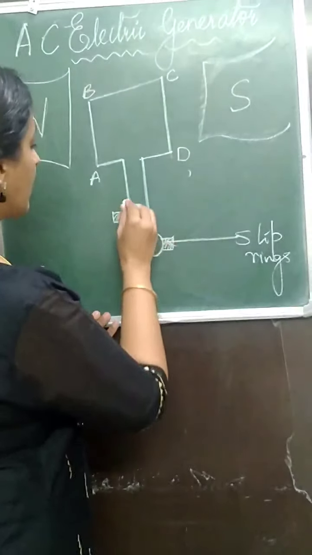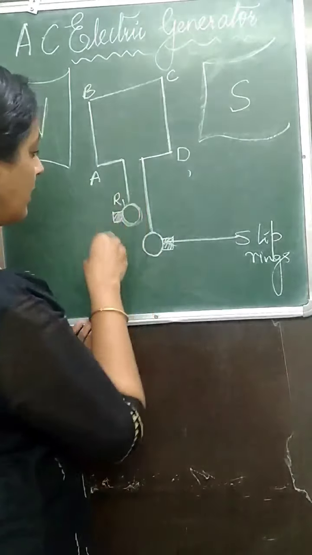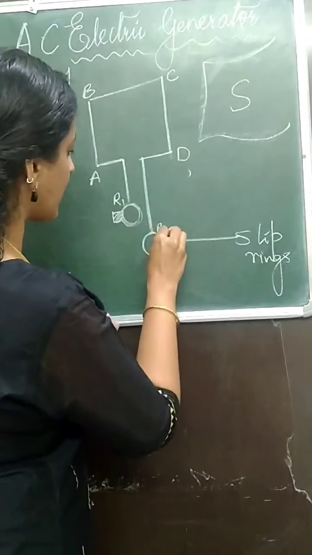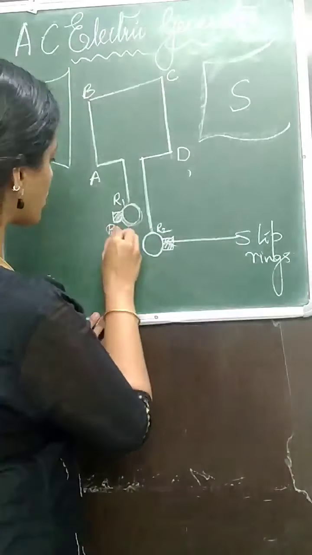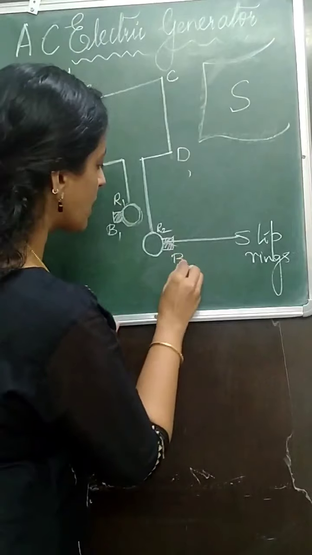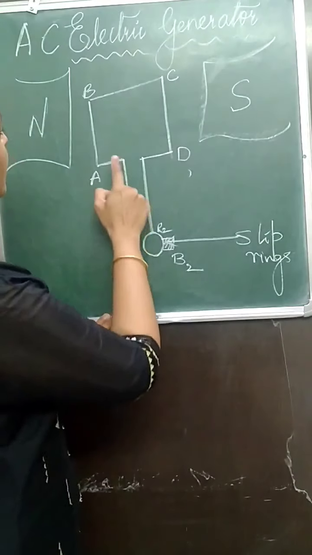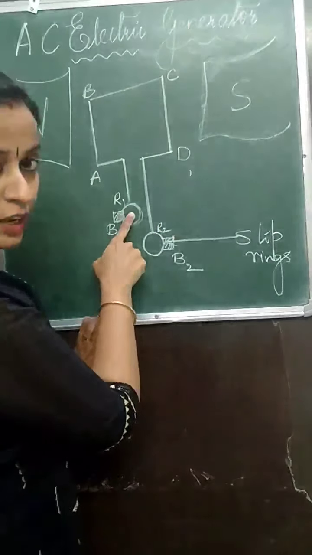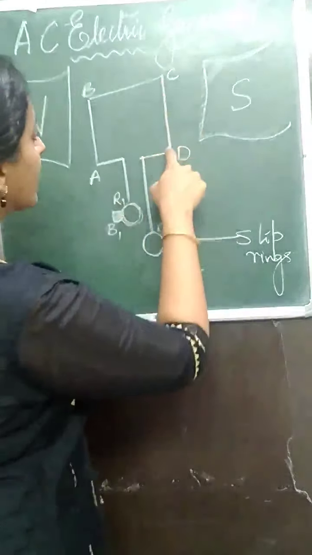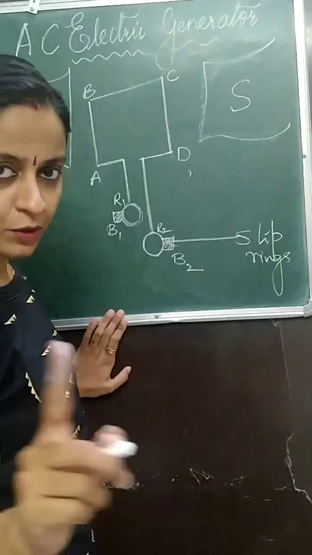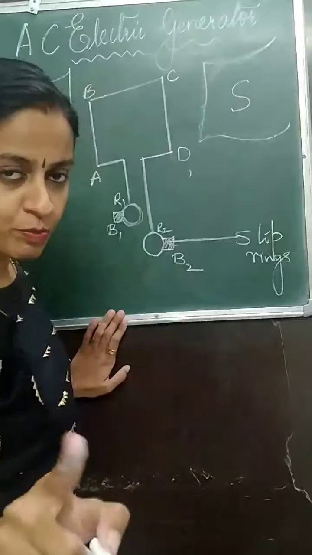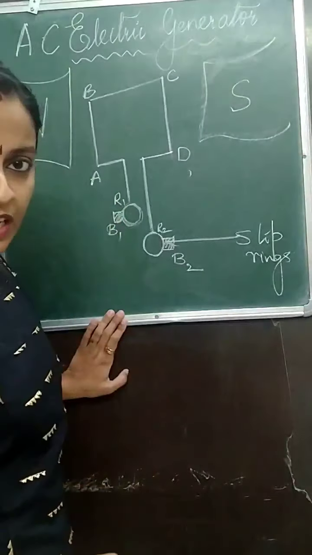So these are the rings. I'll name it as R1 and this ring I'll name it as R2. This brush B1 and this brush B2. Always remember, the ring which is connected to arm AB is ring 1, R1. Ring connected to CD is ring 2, R2. To R2 we have brush B2 and to R1 we have brush B1.